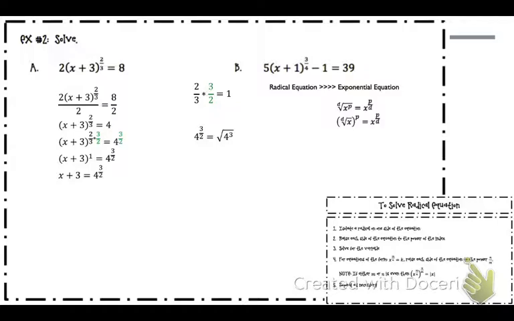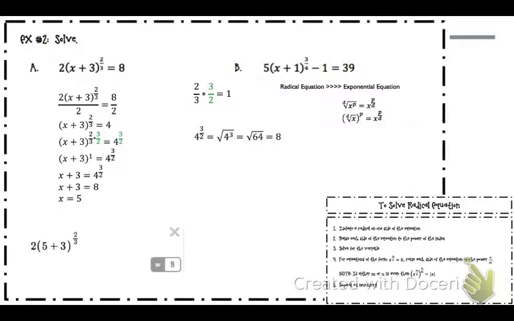So 4 to the 3/2 power is the same thing as the square root of 4 to the 3rd power, which is the square root of 64, which is 8. So the right side of this equation equals 8. Then I'm just going to subtract the 3 over. You get x equals 5.